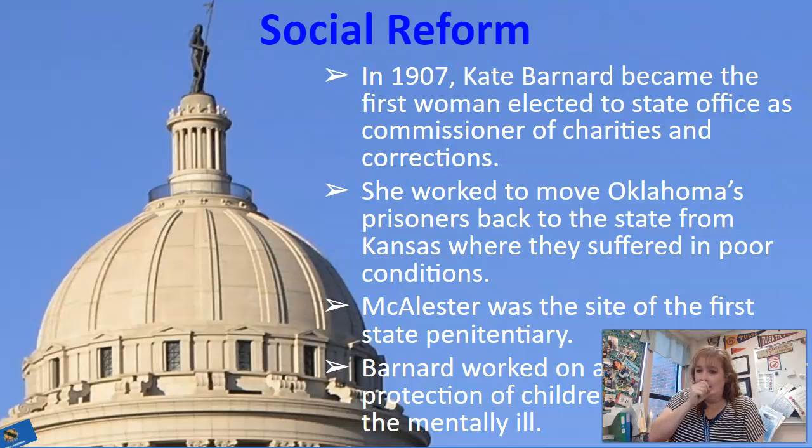McAlester becomes the site of the first state penitentiary. If you visit McAlester today, there's actually 3 different state prisons located there in that area, all at differing levels. But Big Mac, which is the original prison there, is considered the high level big lockdown prison. It is where death row is contained here in Oklahoma. And if you aren't aware, yes, we do execute people here in Oklahoma.